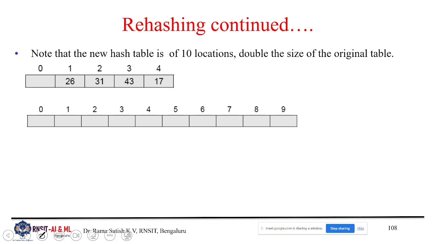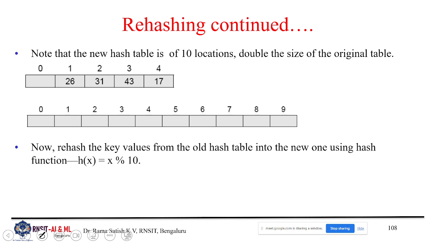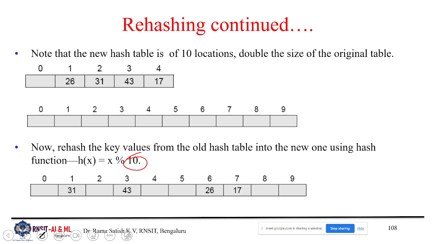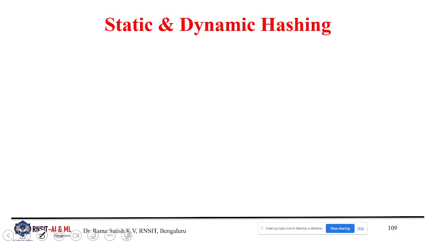We have to calculate hashing again for 26, 31, 43 and 17. Since the M value changes, when we calculate them, they get distributed across the hash table. This technique we call rehashing. Rehashing is quite simple; you have to do the hashing once again. And that's the last topic for today. After this, we are going to discuss lab program 5B.